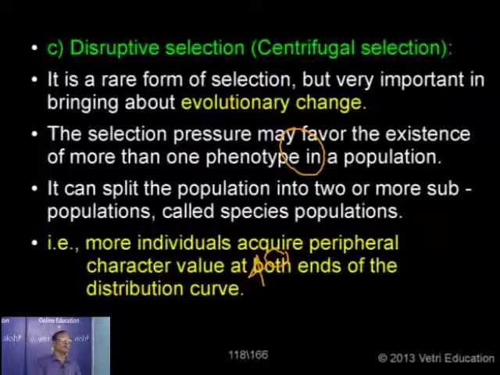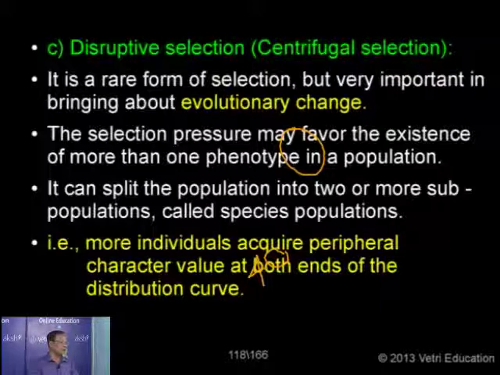The existence of more than one phenotype in a population is called polymorphism. It allows not only one character, but allows the existence of more than one character. That phenomenon is called polymorphism. So when this selection pressure favors the existence of more than one phenotype in a population, then that phenomenon is called polymorphism. And it can split the population into two subpopulations, what we call species populations.